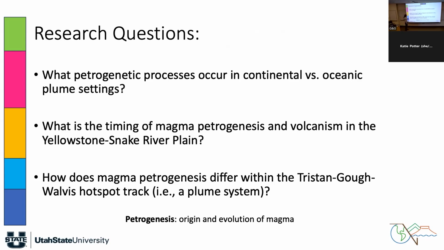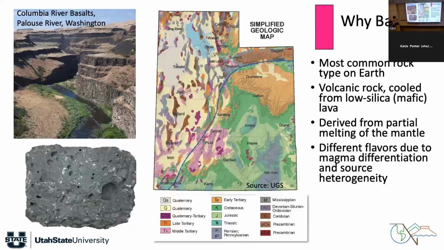The other question I'm going to hopefully answer is the timing of magma petrogenesis and magmatism, or volcanism, in the Yellowstone Snake River Plain. And then looking at oceanic settings, this Tristan-Gough-Walvis hotspot track, using geochemical information to determine whether magma petrogenesis changes depending on where we are along the hotspot track, and even within a single location.